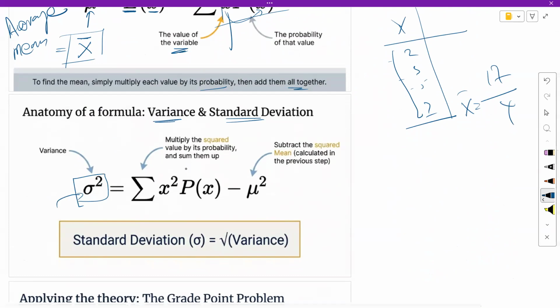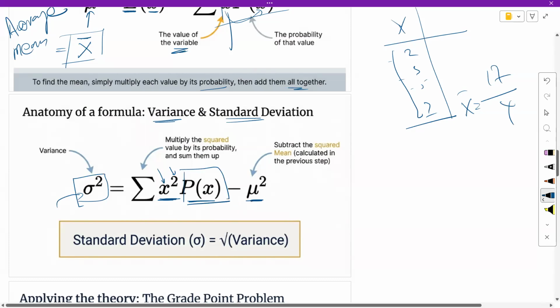Variance equals, there are two terms here. X squared multiplied by the probability of x, minus the square of the mean. Here, we multiply the squared value, this is the value of x, and we have to take the square, by its probability. This is the probability, right? And it's the total of that.